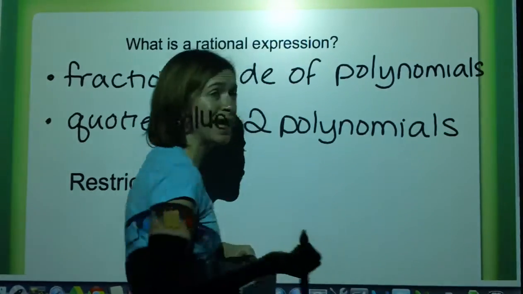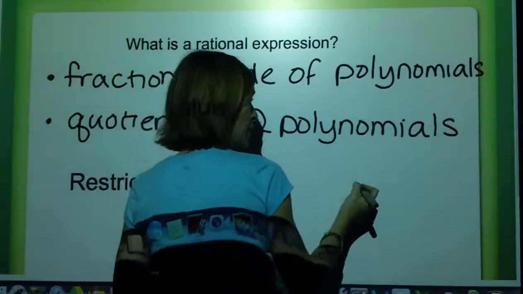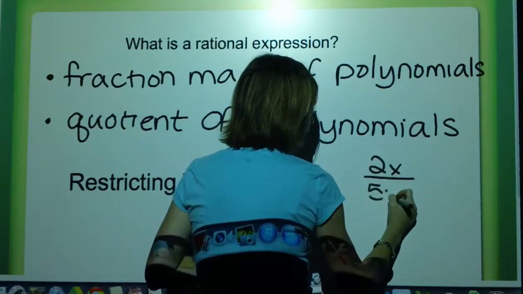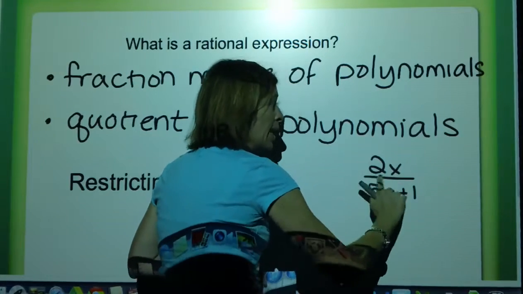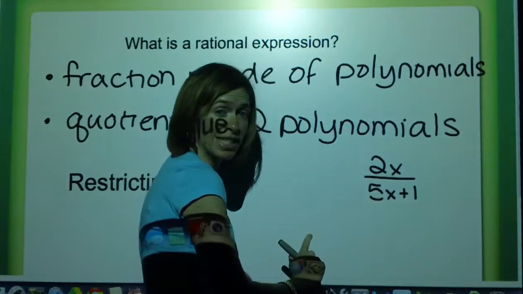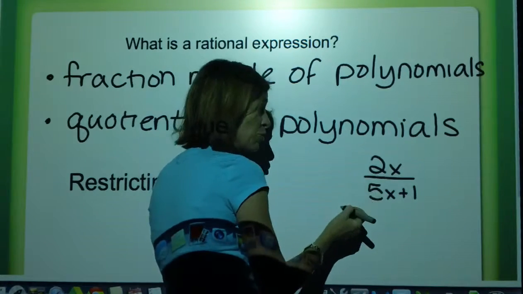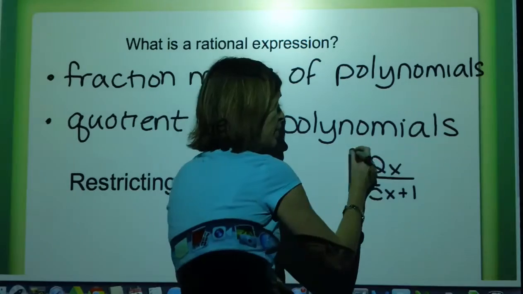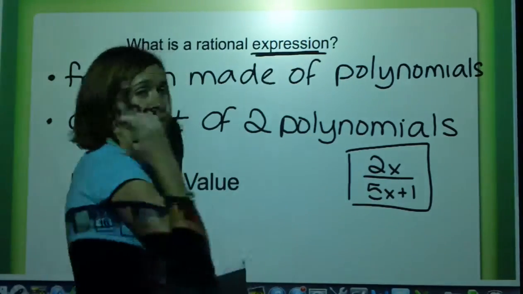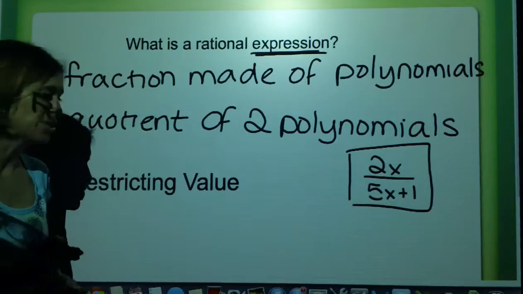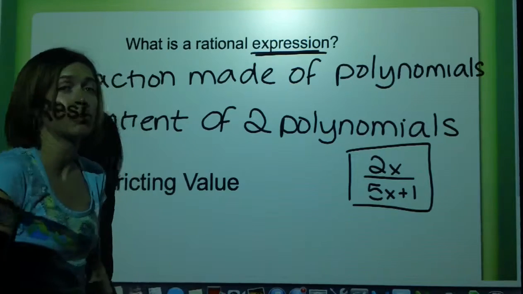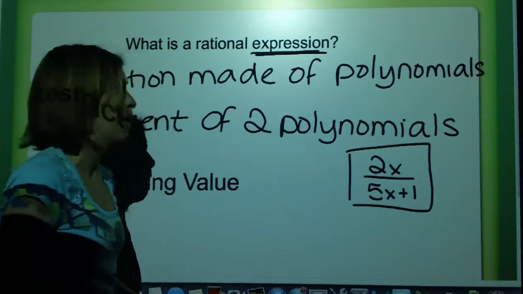An example of a rational expression would be something like this: 2x all over 5x plus 1. We've got a polynomial, this happens to be a monomial. Here we have a binomial because it has two terms. This is considered a rational expression. It's an expression and not an equation. Why? I hope in your head you're saying because it doesn't have an equal sign. So right now we're only going to be working on expressions. We're not going to be solving anything. We're going to be simplifying them.